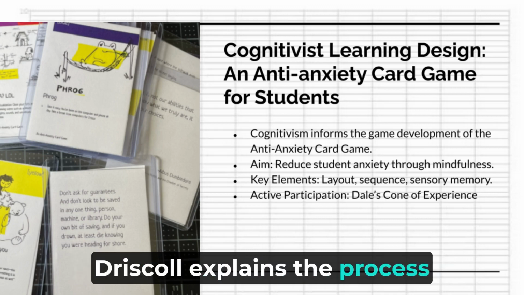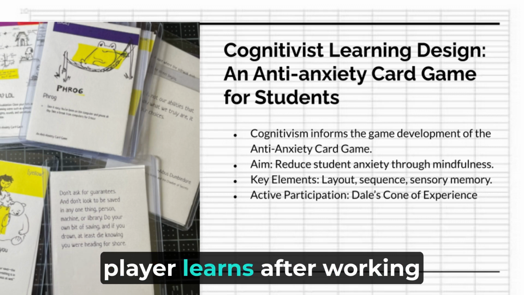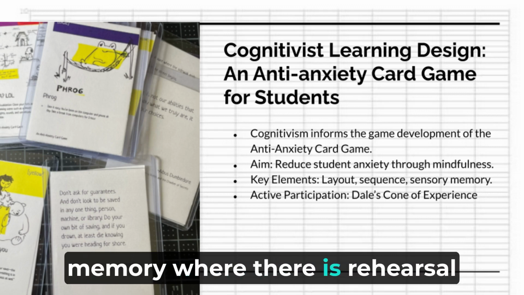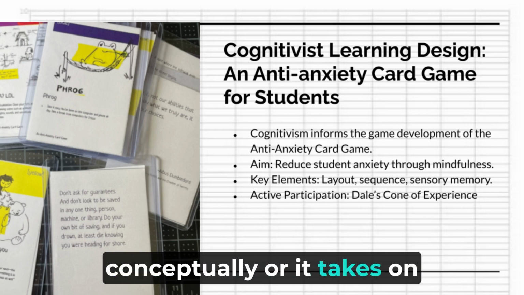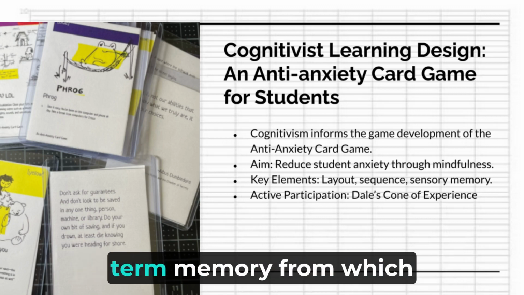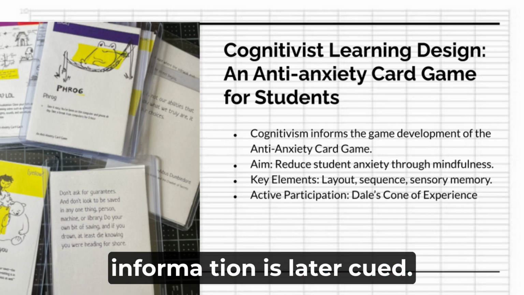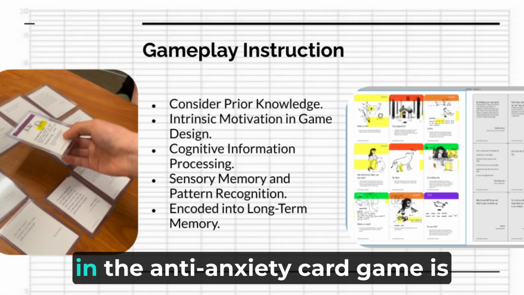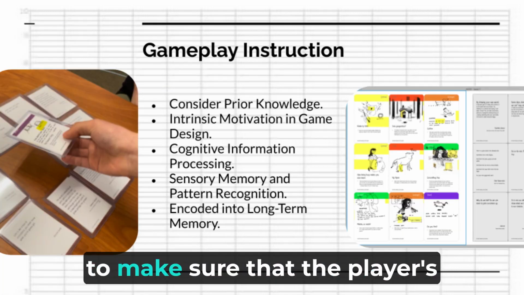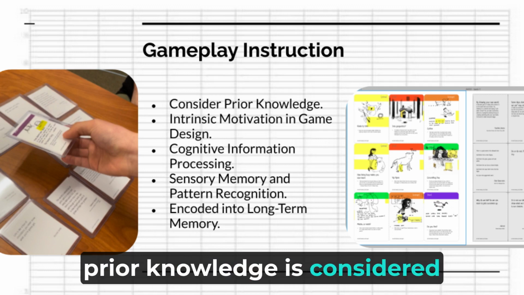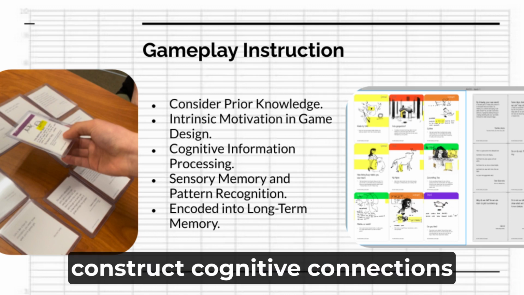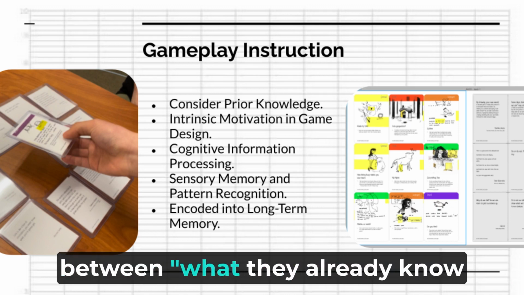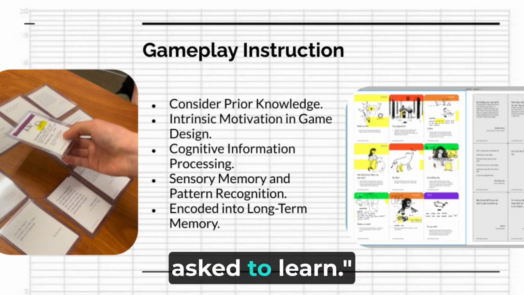Driscoll explains the process and flow of information when the player learns. After working memory, where there is rehearsal and chunking, the information is coded conceptually, or it takes on meaning, and encoded into long-term memory from which information is later cued. An effective way for instruction in the anti-anxiety card game is to make sure that the player's prior knowledge is considered. Using cognitive information processing, this will help the player construct cognitive connections between what they already know and what they are being asked to learn.